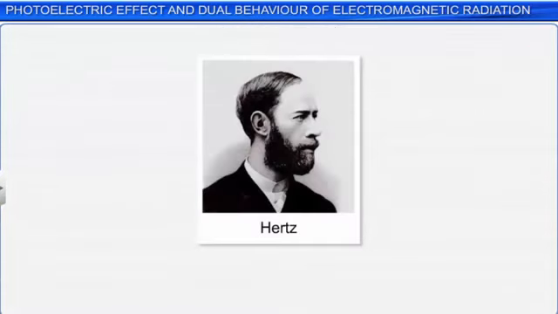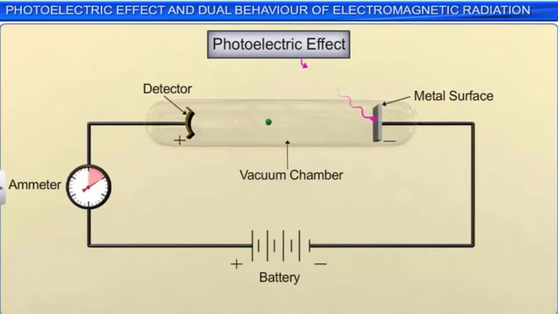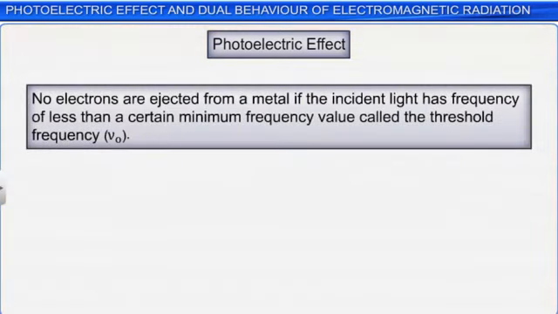In 1887, Hertz performed an experiment in which he observed that when the surface of certain metals, such as cesium, potassium, sodium, rubidium, and so on, are exposed to a beam of light as shown, electrons were ejected. This is called the photoelectric effect. The electrons thus emitted are called photoelectrons.